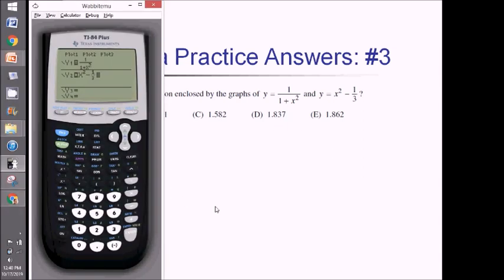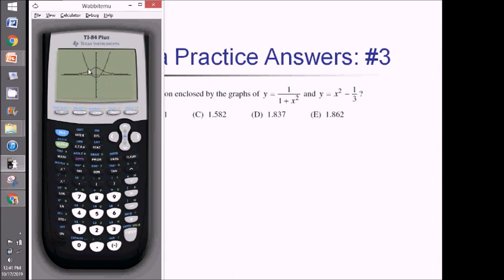So here we are. I've got both of these things entered in my y equals. No idea where I should be looking in terms of a window, so let me do zoom 6 and see what these things look like. All right, so there's the first one. Here's the other one. I'm going to zoom in a little bit. Let me do zoom 4. That takes me a little further in, and now I have a slightly clearer picture. This is the area that we want, this region in here where they bound things.